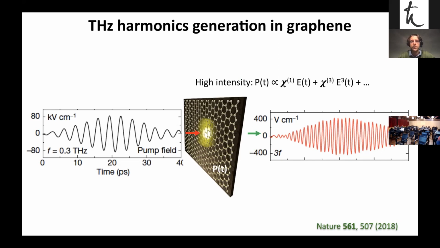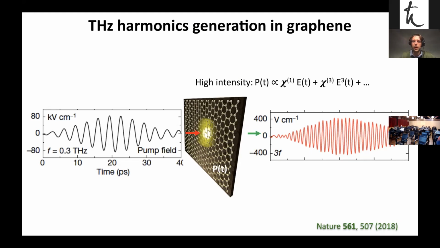Because it's terahertz fields, we can actually resolve them in time, and not the intensity, but the actual electric field. So we really see the whole oscillating wave here at 3 times the frequency. And you see the intensity is quite high. We come in with 80 kilovolts per centimeter, and we get a third harmonic close to 400 volts per centimeter.